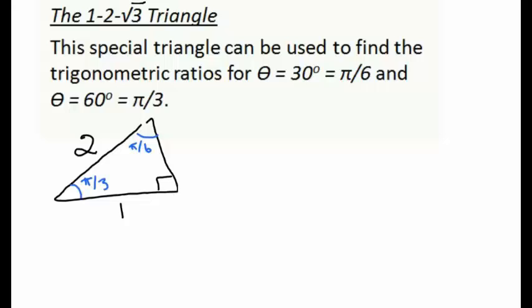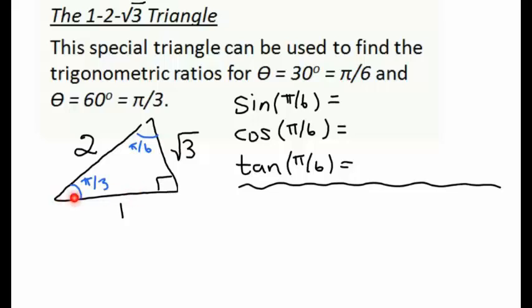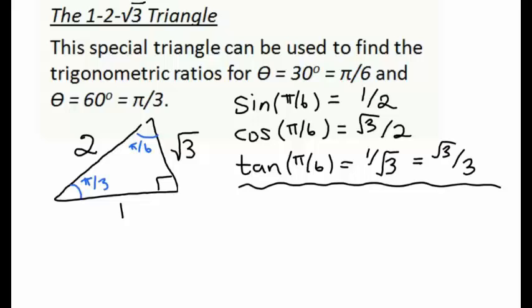What I'd like you to try is showing that the missing side length over here is going to be the square root of 3. Here you can use the Pythagorean theorem to show that. Sine of pi by 6 is going to be opposite over our hypotenuse, which gives us a ratio of 1/2. Cosine of pi by 6 is going to be the adjacent side over the hypotenuse, or root 3 over 2. And the tangent of pi by 6 is going to be the opposite side over the adjacent side, or 1 over root 3. If you rationalize the denominator here, you'll get root 3 over 3. So that's another way of writing 1 over root 3.